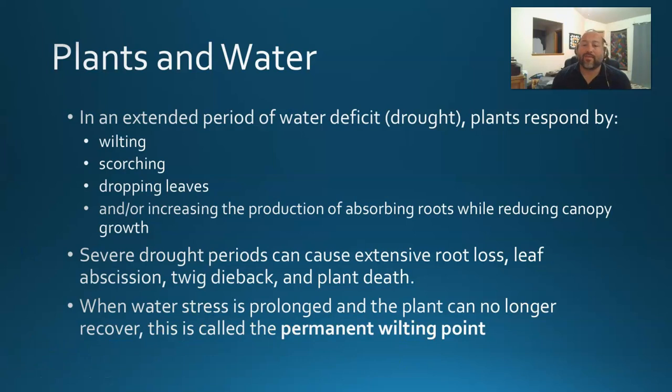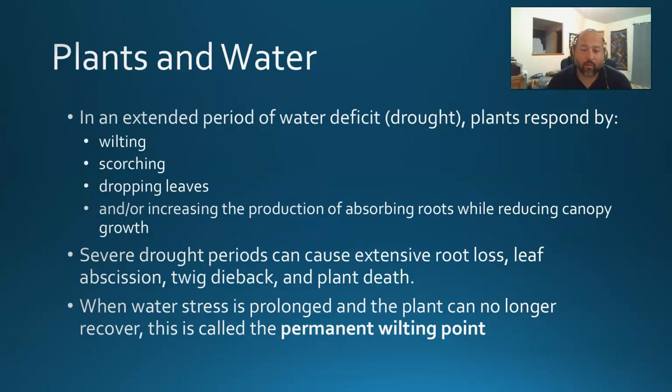So you can have severe drought periods, and if you have severe drought periods, we're talking about extensive root loss, leaf abscission, twig dieback, and plant death. Basically, the tree is going to try things like wilting, scorching, and dropping its leaves to avoid death, but eventually it's just going to keep piling on and piling on until the tree gives up.